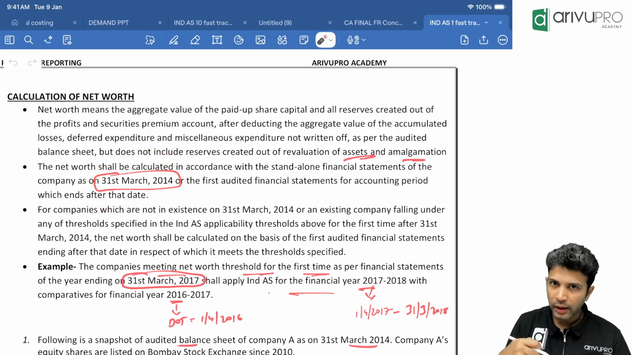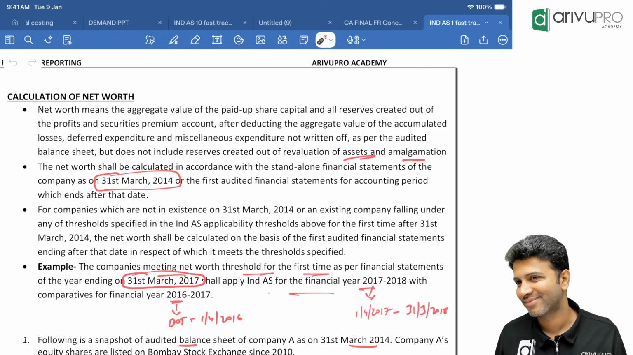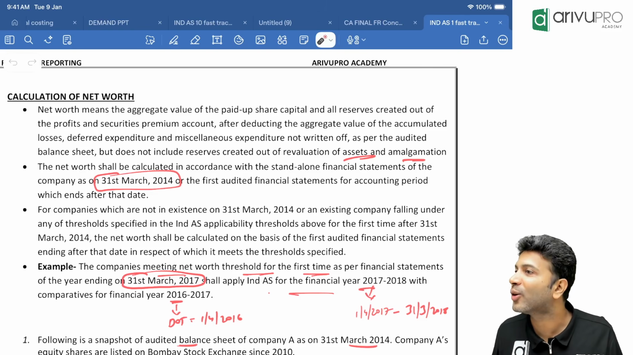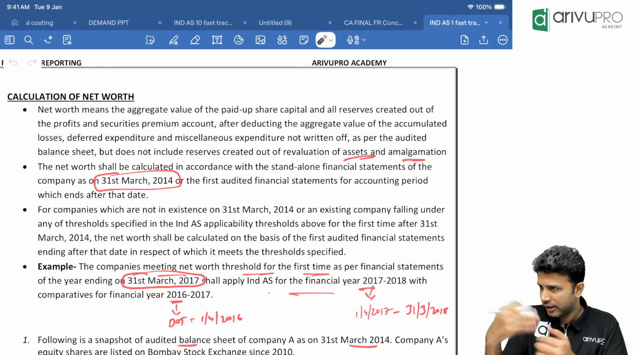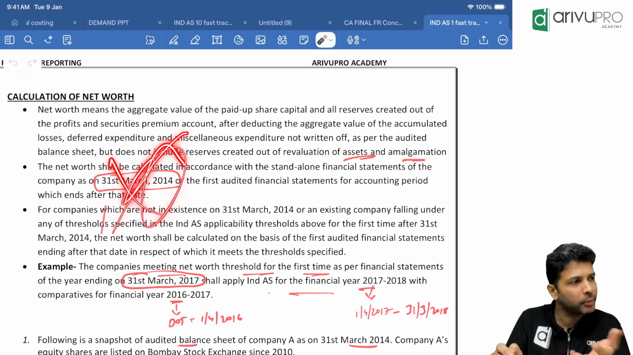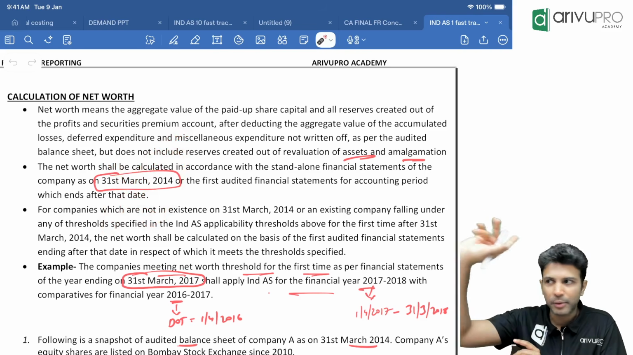Then what? Suppose a company got registered only in 2020. A company got incorporated only on 1st April 2020. Possible, no? A company can get formed later also. So it's not that you check the net worth limit only once.